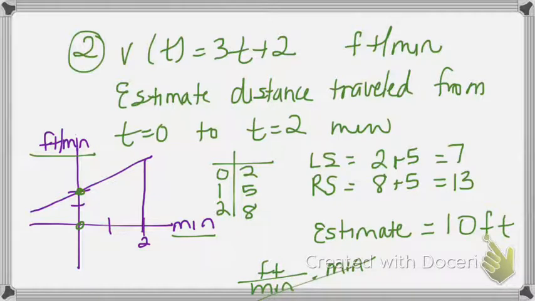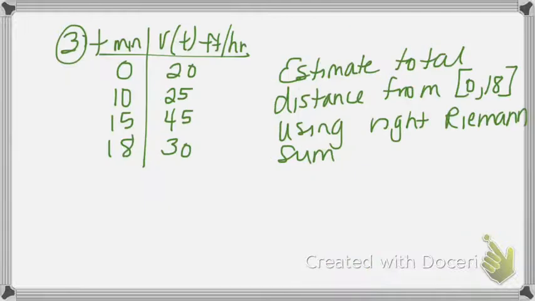So basically what we did is we found the left sum, which was 7. Then we found the right sum, which was 13, and then we averaged it. If you did trapezoid, you should still get the same. So still really no different, it's just that we're including units now.